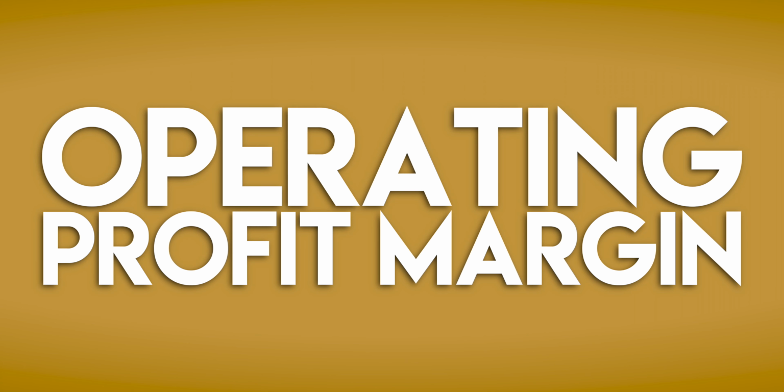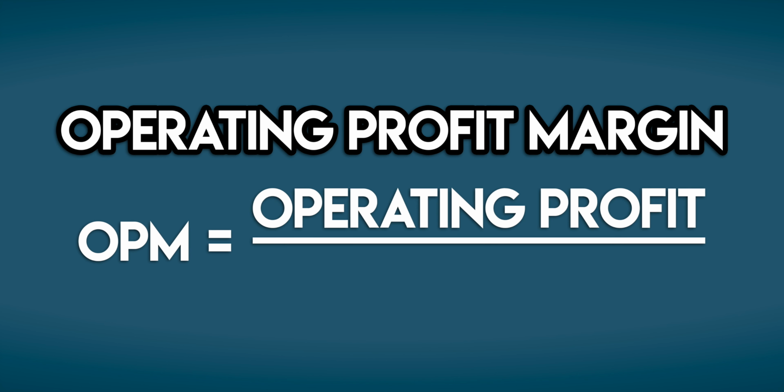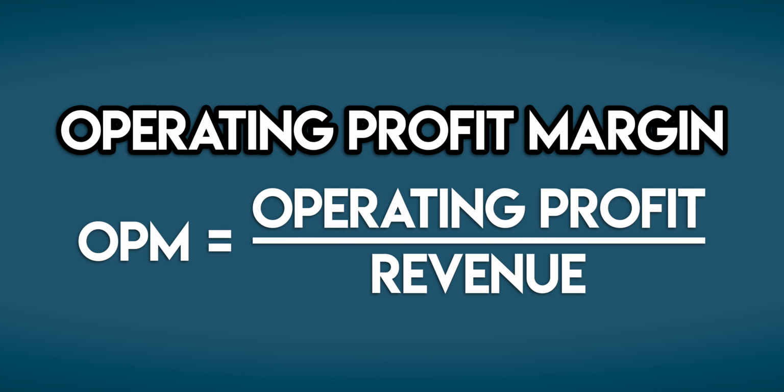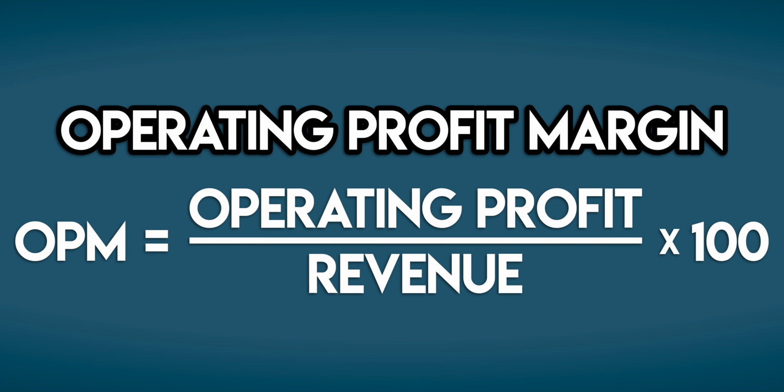Operating profit margin, or operating margin, is operating profit divided by revenue. It's another profitability ratio similar to gross profit margin, which we covered in my last video. This one measures a business's ability to generate operating profit from each unit of revenue earned. If we multiply it by 100, then we can express it as a percentage.